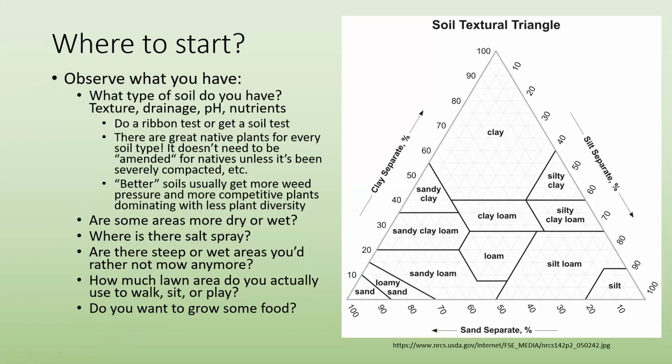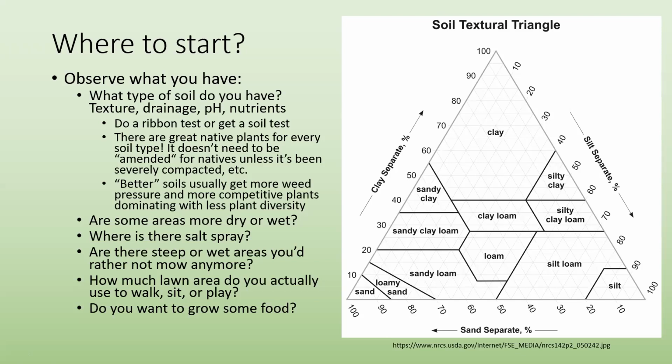So observing what you have, what type of soil you have is really important. The texture, drainage, the pH, and the nutrient levels are all important to know, so you can pick the right native plants that will grow well in that soil. That's another difference between gardening with native plants and more conventional landscaping: you don't need to fit the site to the plants that you want. You want to choose plants that go with the soil that you have, which I guess ideally you want to do all the time.